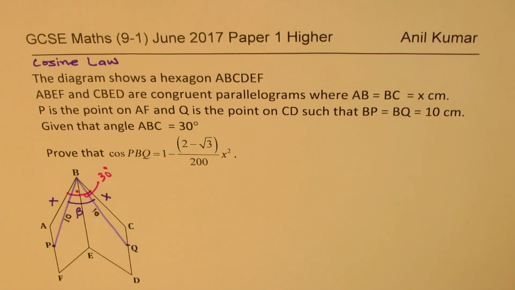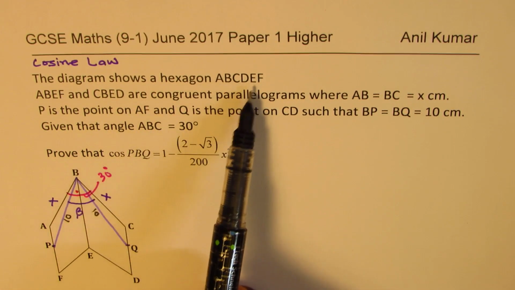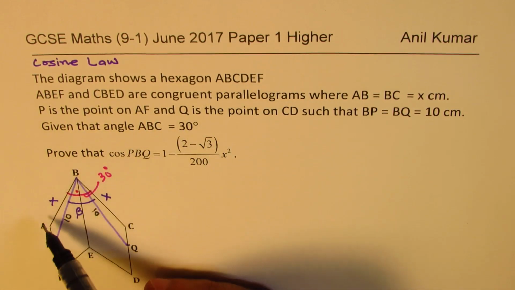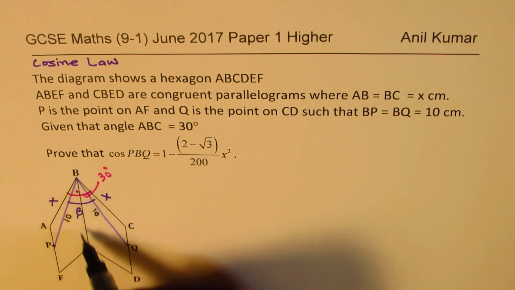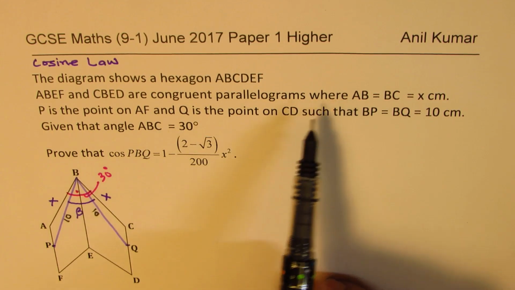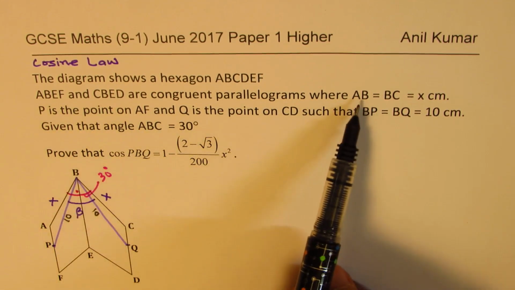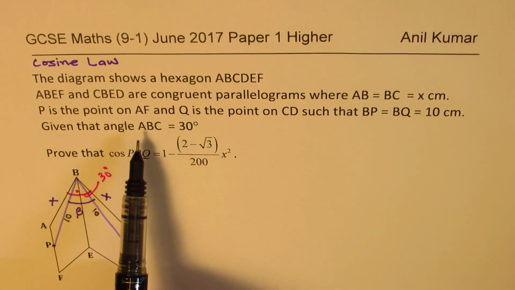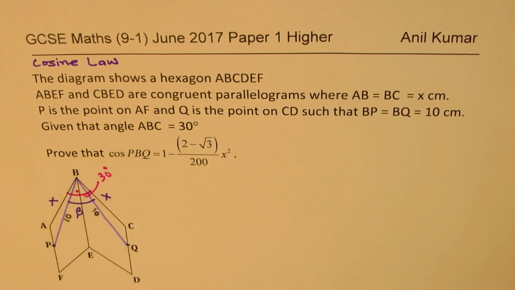Now, where do we begin? Let's read the question once again. It says that the diagram shows a hexagon where there are 2 portions which are congruent, right? And they are parallelograms. So this drawing definitely is not to scale, okay? Now, if we are taking 2 points on the sides of the parallelogram, joining them, you get 10 centimeters each, and we have the angle ABC as 30 degrees.